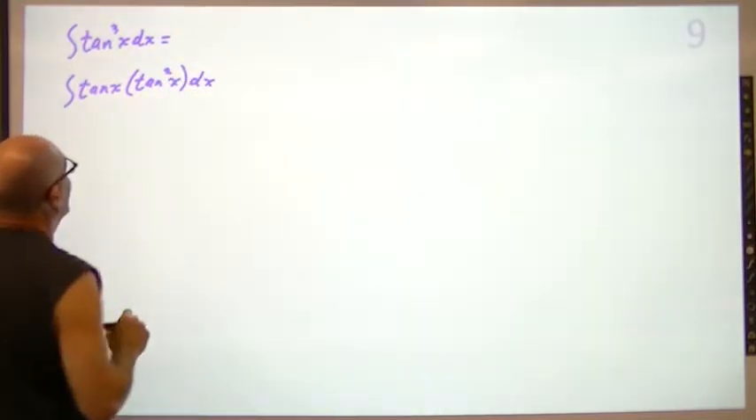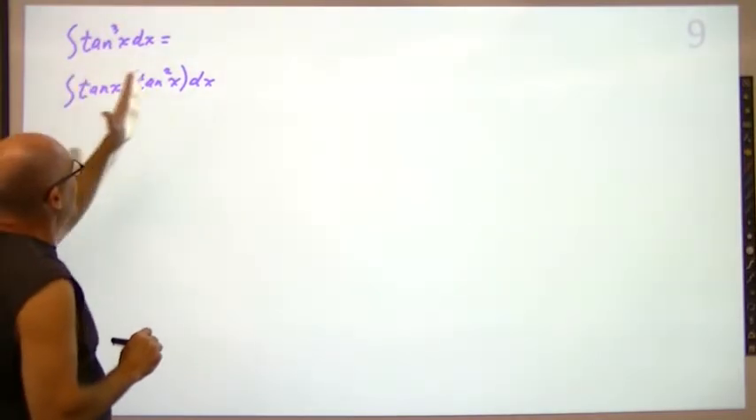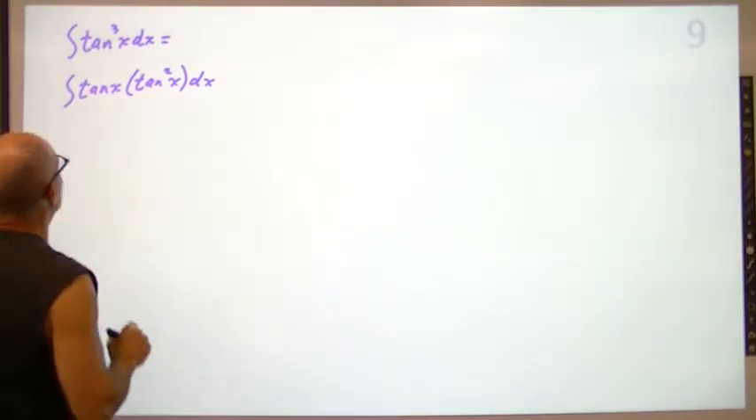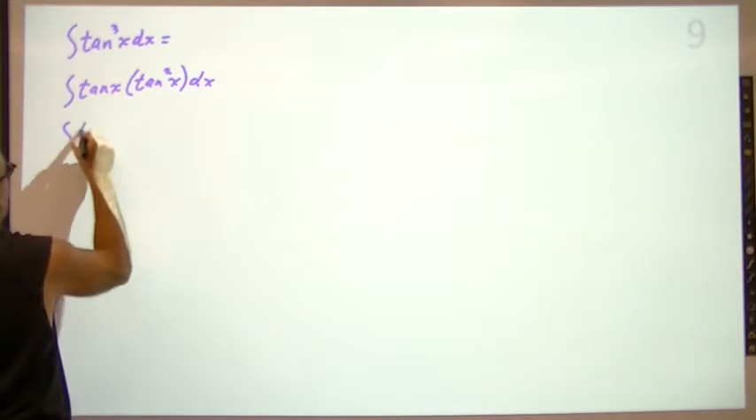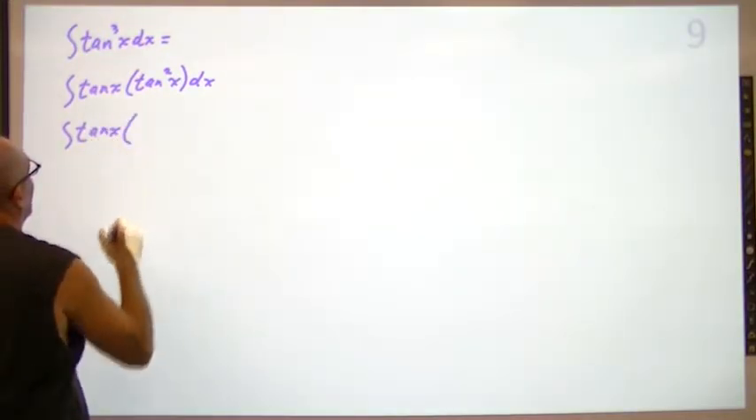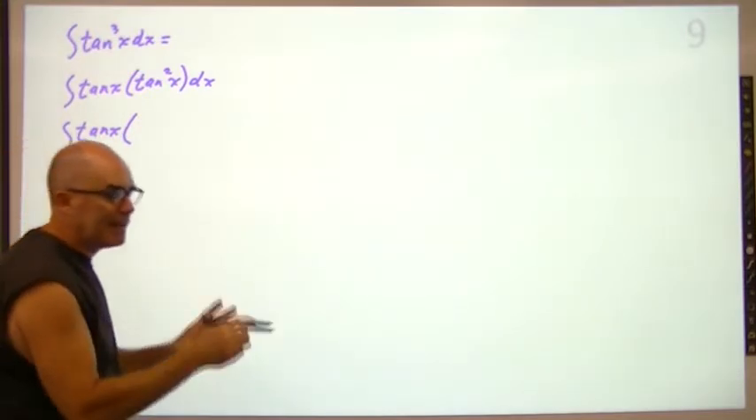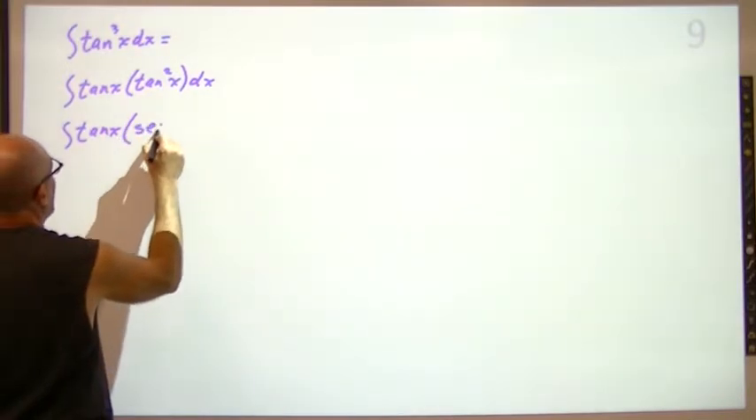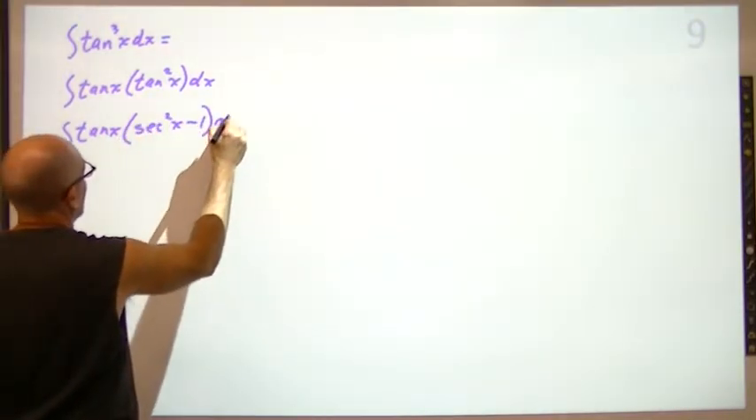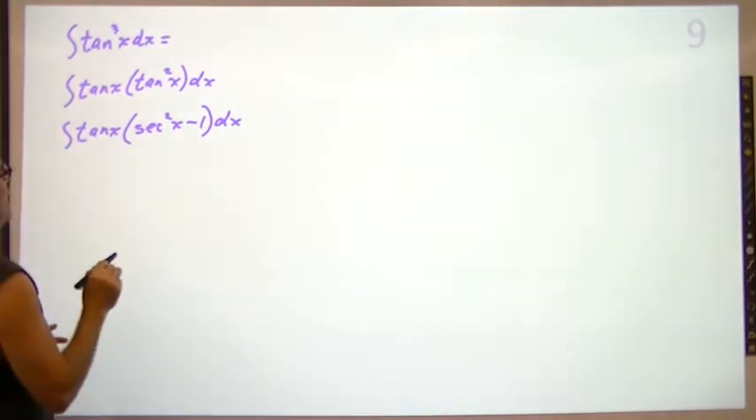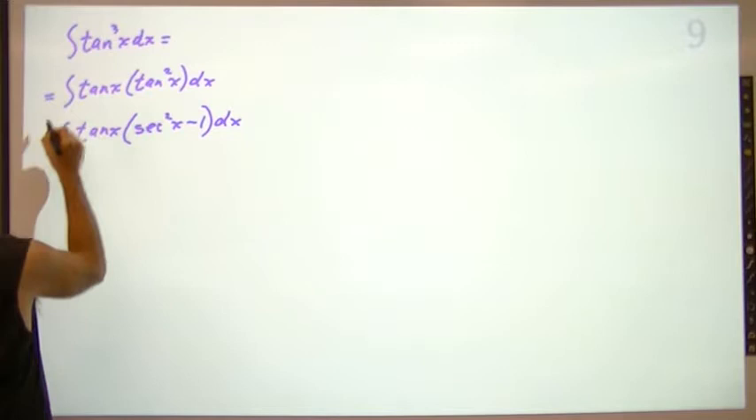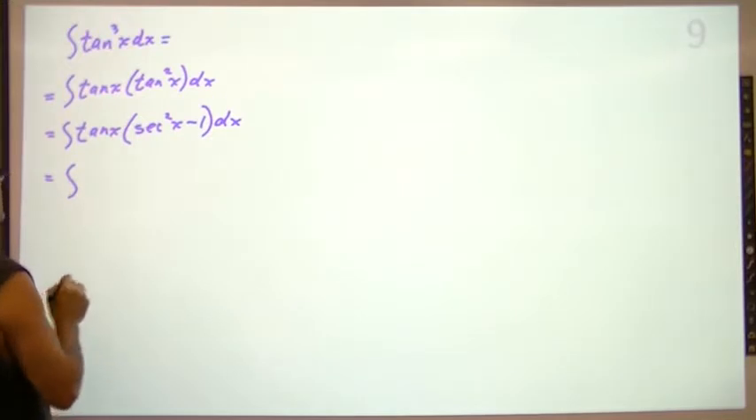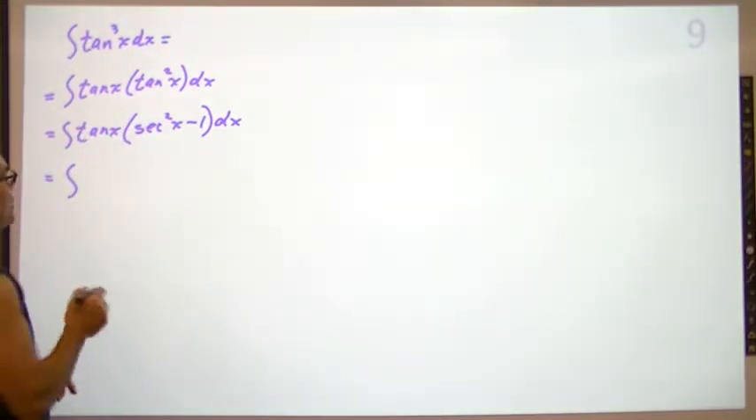Now notice, if I've got tangent x, well watch, if I change my tangent squared into secants. Now remember, secant squared minus tangent squared equals 1. So that means tangent squared is secant squared minus 1. Okay, so now what I have is the integral of tangent times secant squared minus the integral of tangent.